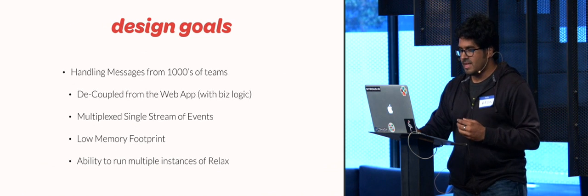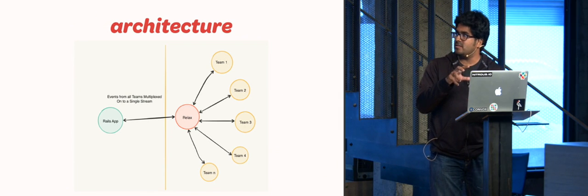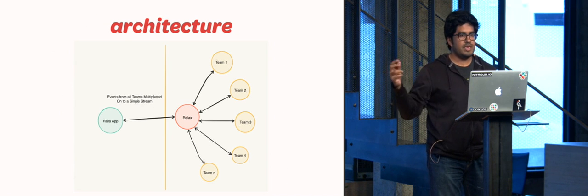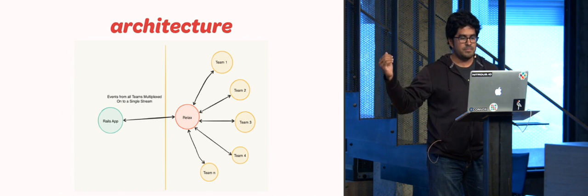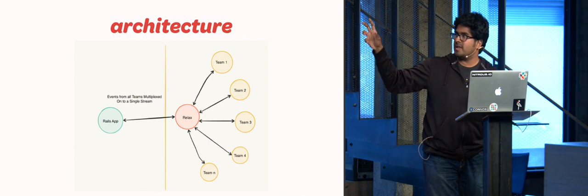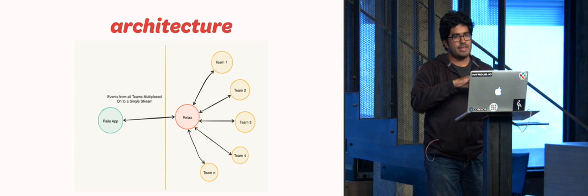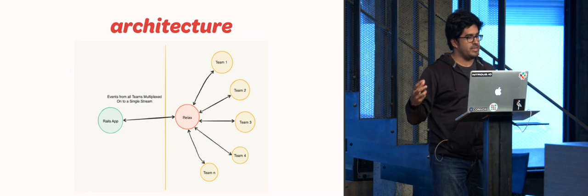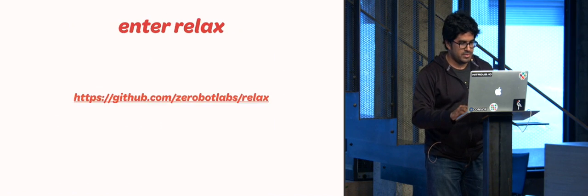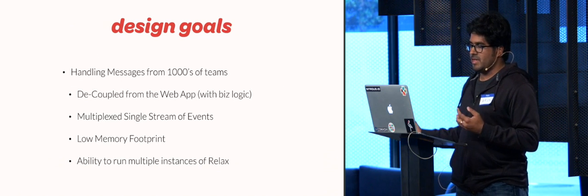So the architecture looks like this, where you have your Rails application handling all of that business logic, and it communicates with a message broker through a single stream, whether that is a Redis queue or whatever, it doesn't matter. And that message broker takes in all of the different events that come in from Slack and multiplexes that onto that single channel, which your web application can then consume. So this was how Relax was born, as you probably saw in the slide here. It multiplexes multiple events onto a single stream.